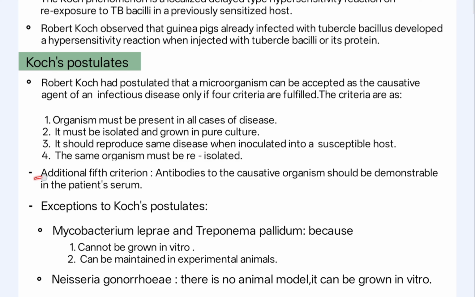And then the fifth additional criterion is antibody to the causative organism should be demonstrable in the patient serum. We know that when a human being is affected by an infectious disease, the body's immune response against the infection makes antibodies, and these antibodies are found in the patient serum. So we should demonstrate these sera for antibodies.